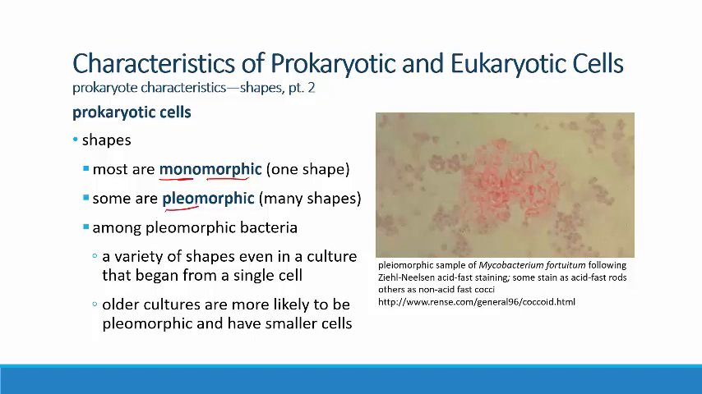And we can see pleomorphic bacteria even among cultures that started with a single cell. The general rule is that older cultures are more likely to be pleomorphic. And frequently they have smaller cells as well. And so as a colony or a culture begins to age and they start to use up all the nutrients that are available to them in their culture medium, then they tend to become more pleomorphic and smaller in general.